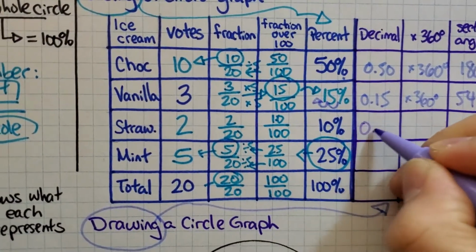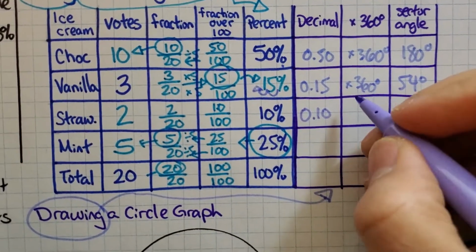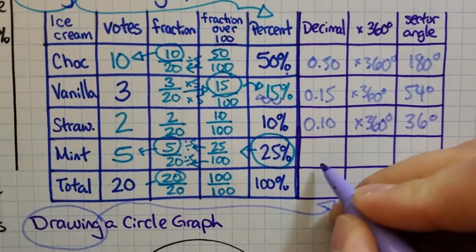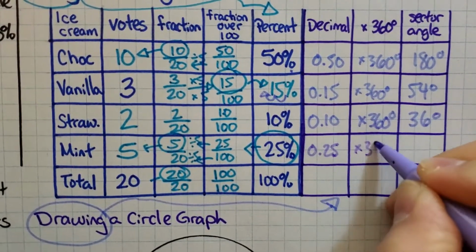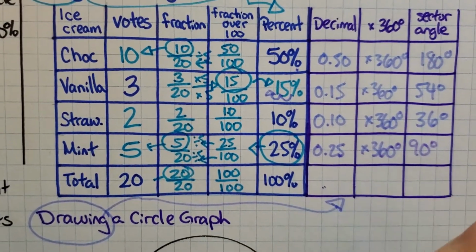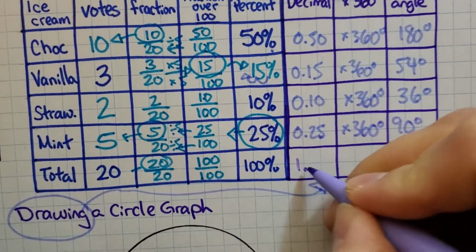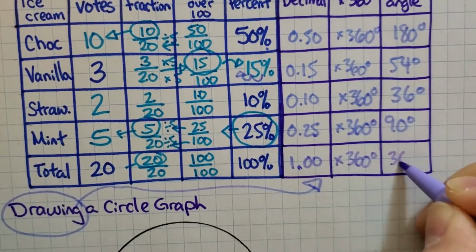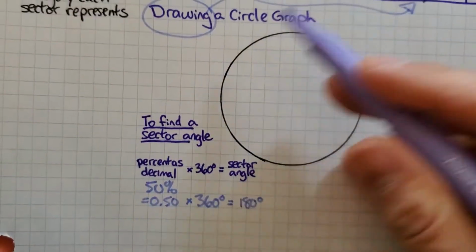10%, the decimal over 2 spots, 0.10 times 360, 36 degrees. 25%, 0.25 times 360 equals 90 degrees. And again, I wanted to show you the total. So the bottom is the total, 100%, 1.00 times 360 degrees, 1 times 360. So if you were looking at a whole, you would look at a whole circle.